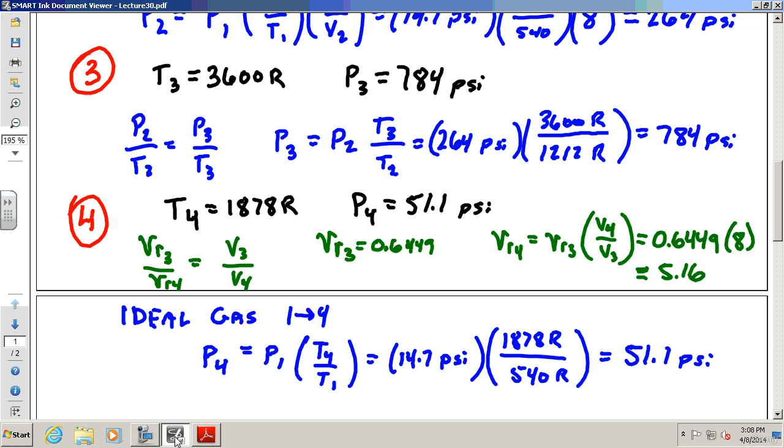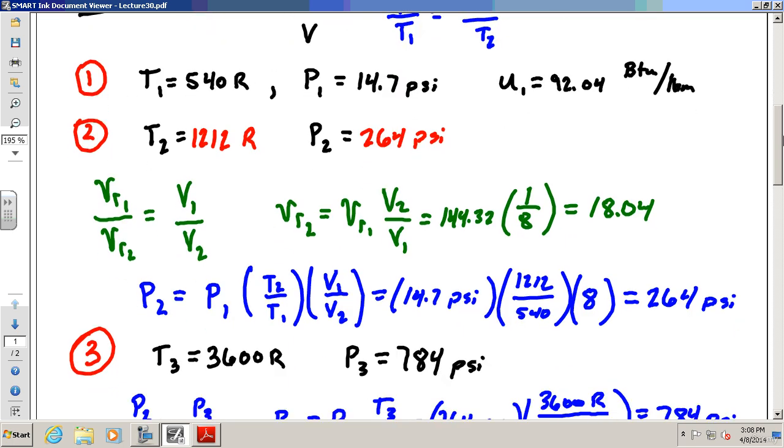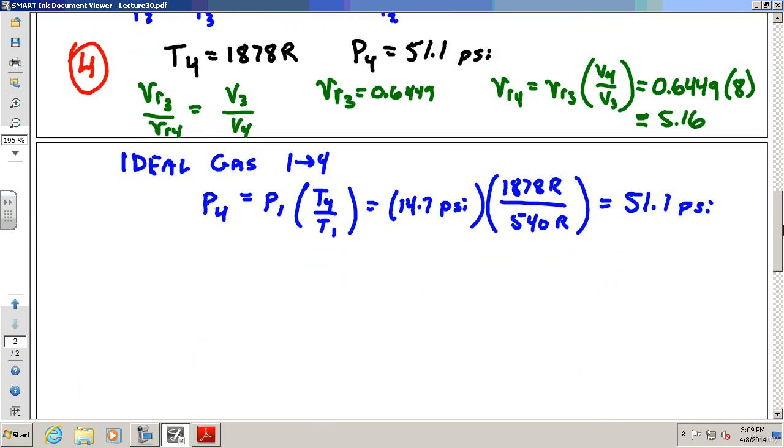Now, one more thing. You don't know this yet, but you really need the internal energies at each state. I'm going to write them down for you here. We already noted that U1 is equal to 92.04 BTU per pound mass. How do we get internal energies? You look them up in the tables. All you need is the temperatures, and we solved for T1, T2, T3, and T4. So U1 is that, and U2 turns out to be 211.3 BTU per pound mass.